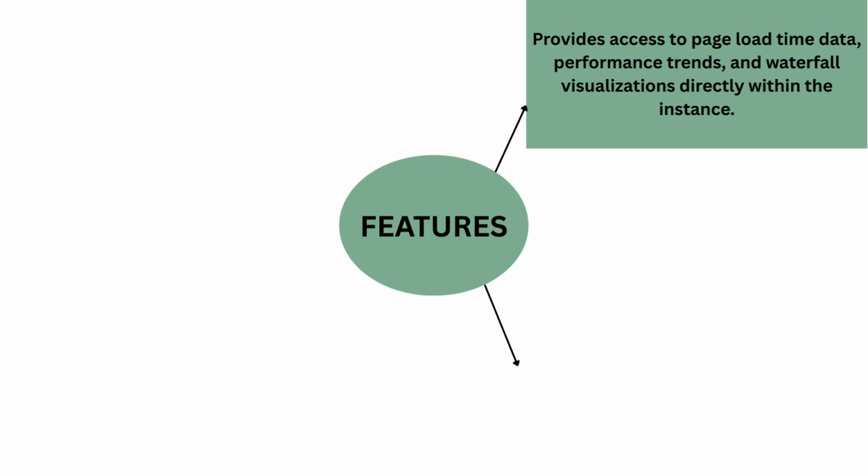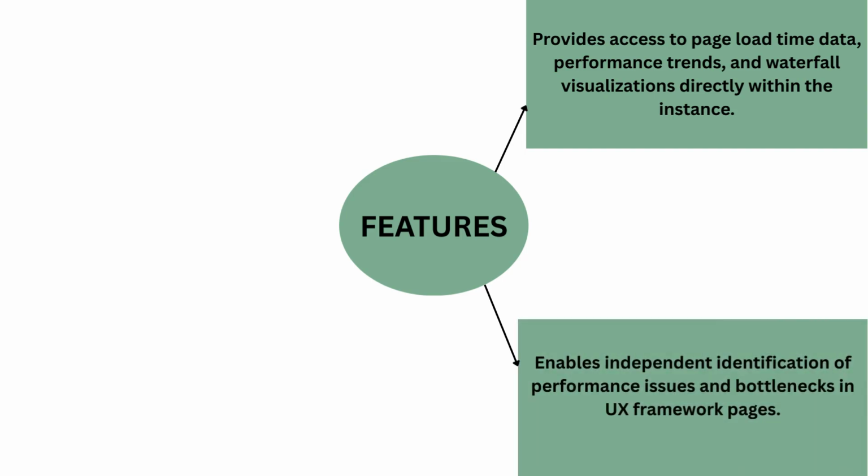Another important feature of Performance Analyzer is enable independent identification of performance issues and bottlenecks in UX framework pages. This means you don't have to rely on guesswork or manually checking each page. Instead, you can see exactly which pages, forms, or actions are taking longer than expected to load or respond. By highlighting these slow spots, Performance Analyzer helps administrators and developers understand where the system is struggling, so they can focus on fixing the right areas and improving the overall user experience.